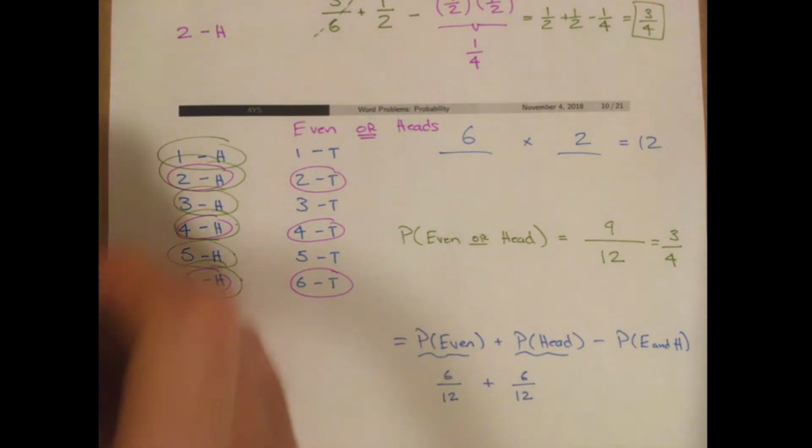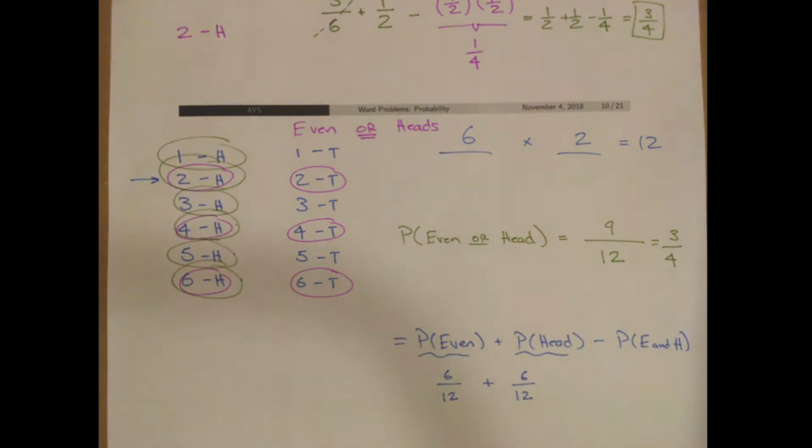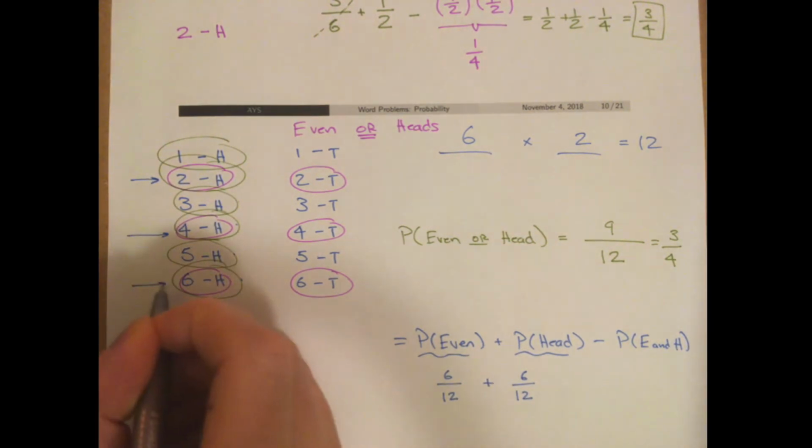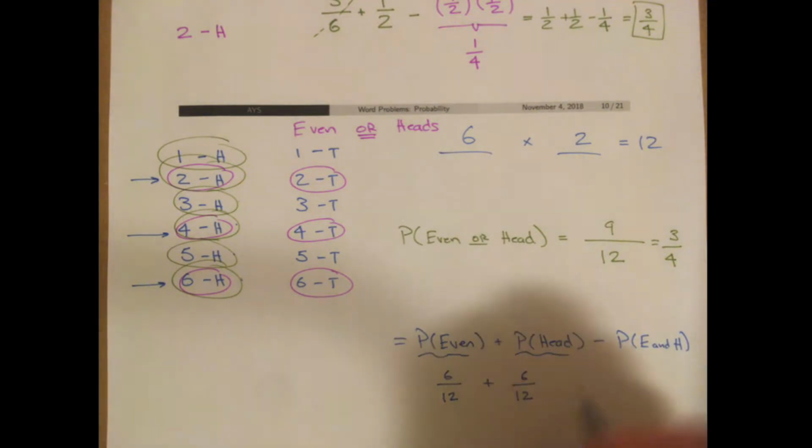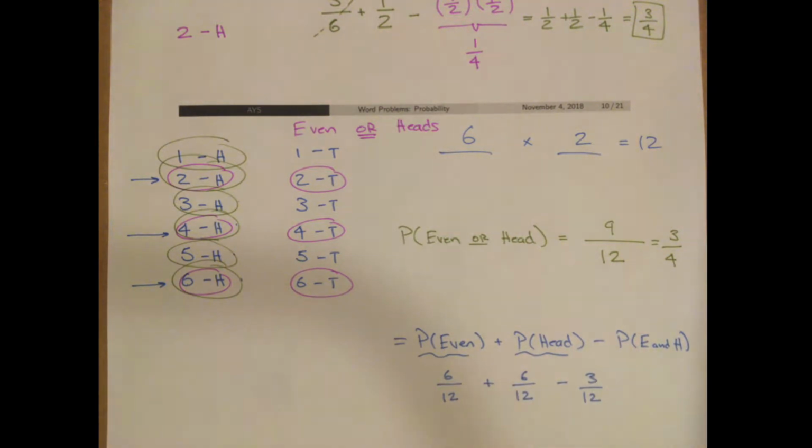So which ones got circled twice? 2H, he got circled twice. 4H, he got circled twice. And 6H, he got circled twice. So there's 3 of them that got circled twice, so I do minus 3 over 12, the ones that got circled twice. So 6 plus 6 is 12, minus 3 is 9. Keep the bottom of your fraction the same, 9 over 12 equals 3 over 4.